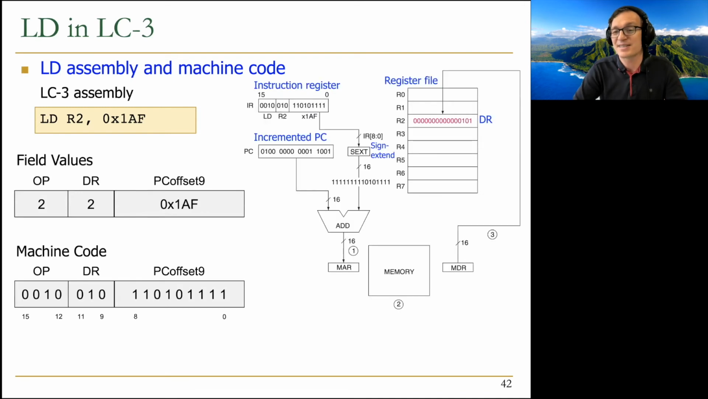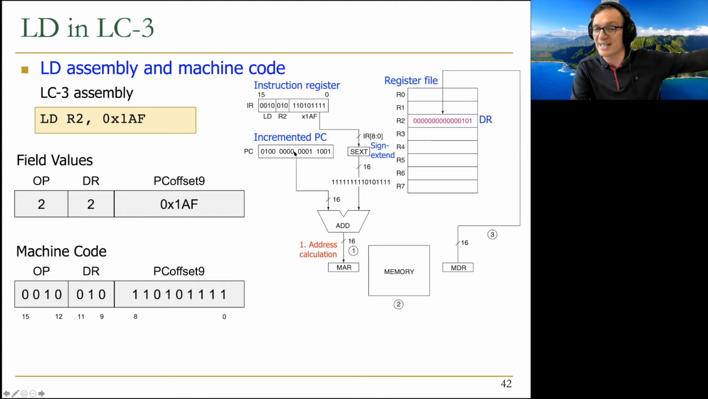Now let's take a look at how this gets executed. Again, it's very similar. So now you have an address adder. So basically, first you need to calculate the address. So you take the program counter that's incremented. Remember, that's a part of the data path. Add to it the sign extended 9-bit offset. And you have a 16-bit value that goes into your memory address register. And then that's the first step.